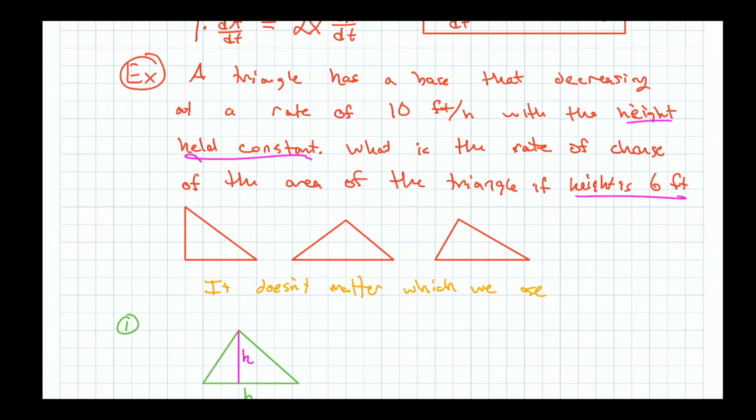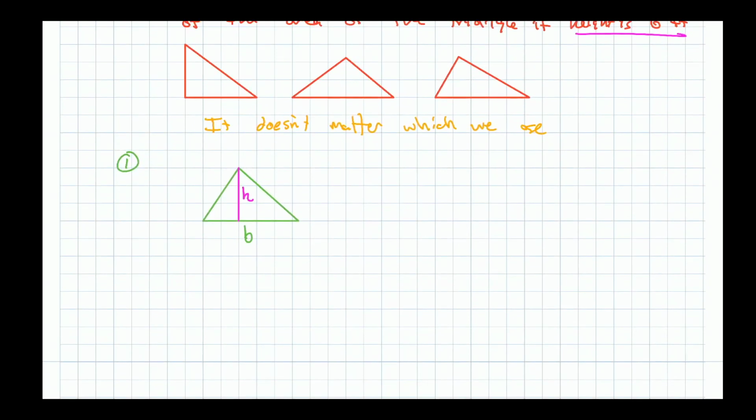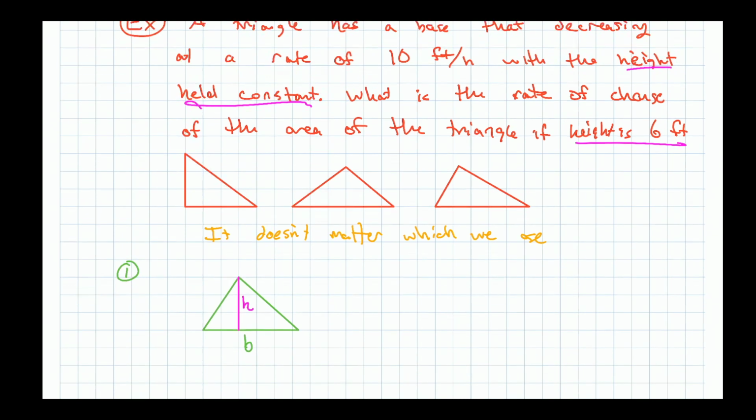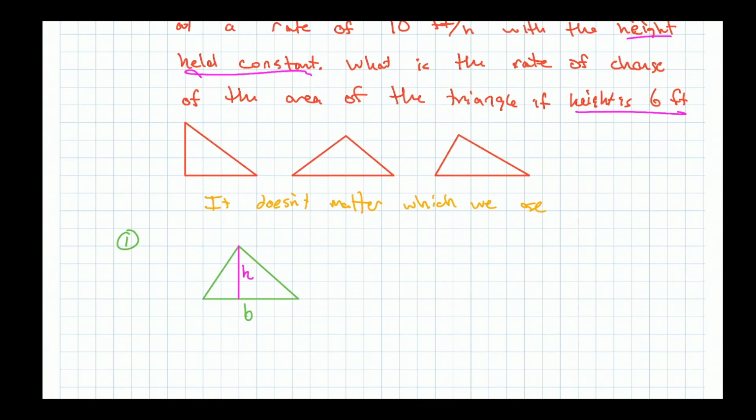Oh, okay. I was thinking that we didn't have enough information based on what they told us. Notice that they told us the rate for the base is 10 feet per hour, but they didn't actually tell us what the base was in terms of a length. Turns out it's not going to matter, or we're not going to need it. But that's weird that they didn't tell us. All right, what is the rate of change if the height is 6 feet?